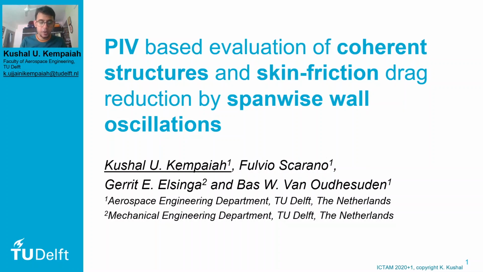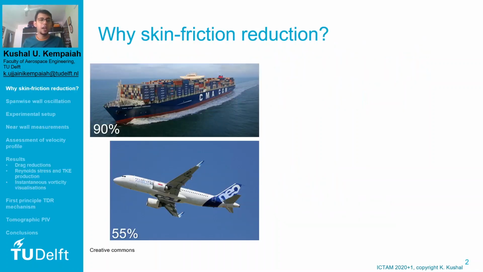So let's start with the first broader question: why is skin friction reduction important? Many industrial applications, like the shipping and airline industry, spend a lot of fuel to overcome the drag forces which they experience. Up to 90% in ships and 55% in aeroplanes can be attributed to the turbulent skin friction drag that occurs at the interface of the object and the fluid.